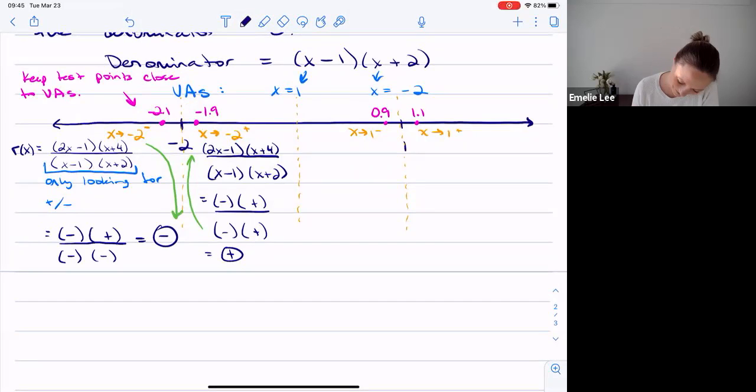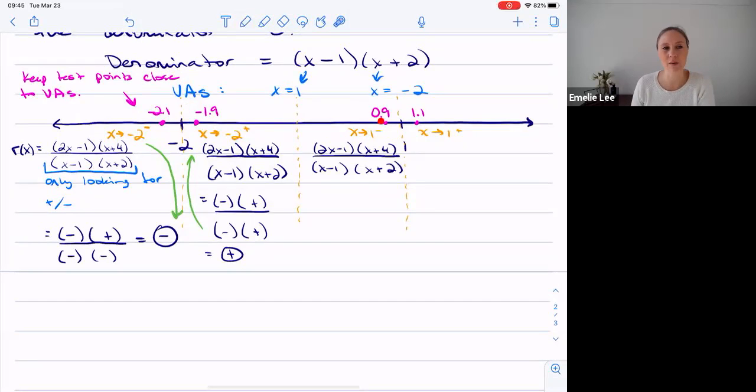All right, so we've got our 2x minus 1 times x plus 4 over x minus 1 times x plus 2. Now imagine putting in 0.9. So 0.9 is basically 1. So 2 times 0.9 minus 1 is going to be positive, and you can check it on your calculator. That's one that I'm not expecting you to be too sure about, but if you do it, you end up at 0.8. So it is positive. So it becomes positive times, and then 0.9 plus 4 is still going to be positive.